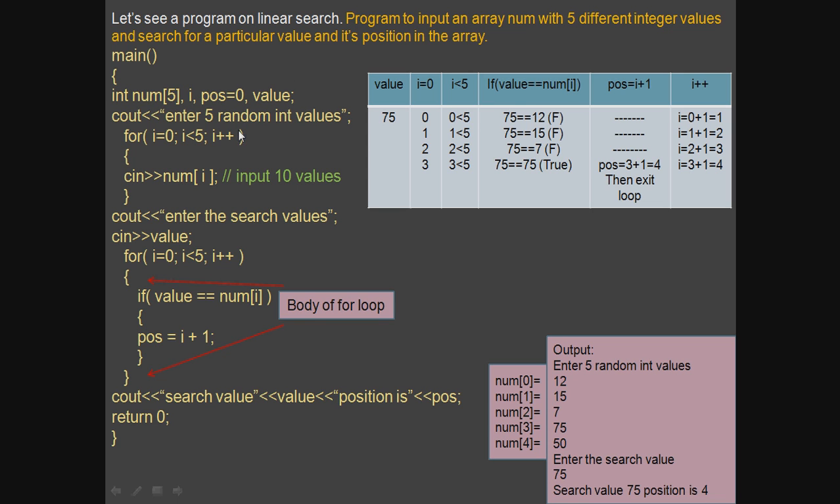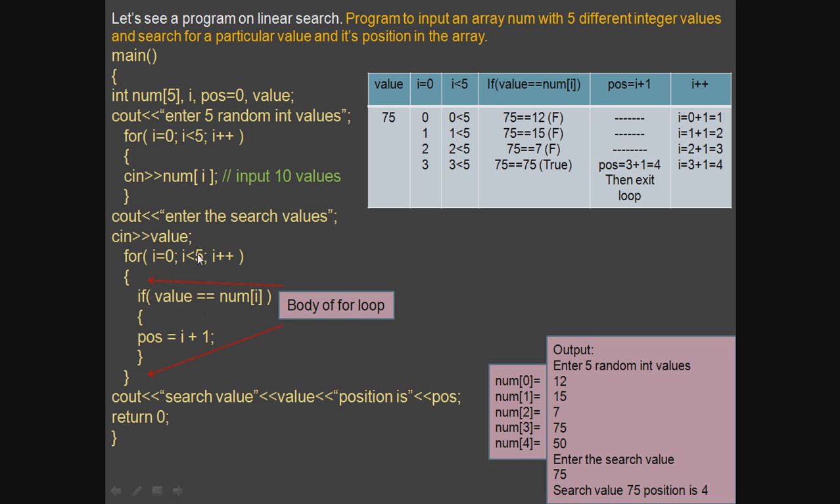And then check whether the search value matches the values that you have entered, and you have to find the position in the array, right? So that's why the cout prompt is "enter the search value", and then using the cin input stream, you enter the value and store it in this variable value. Suppose you are searching for 75. Now after that the for loop begins, right?